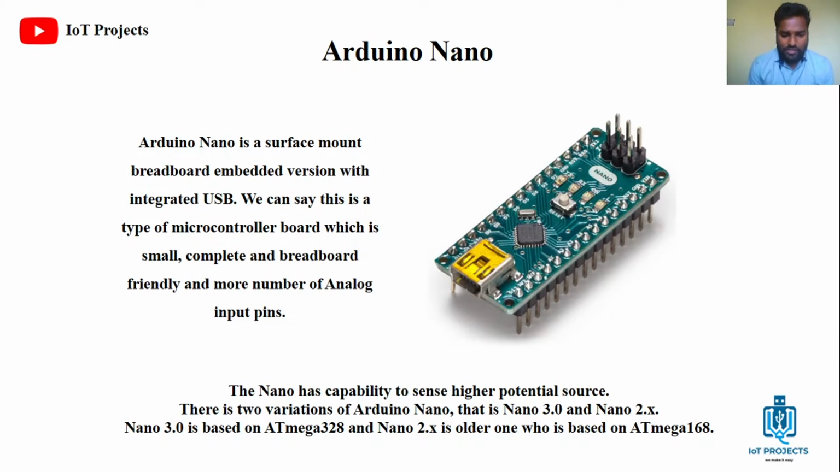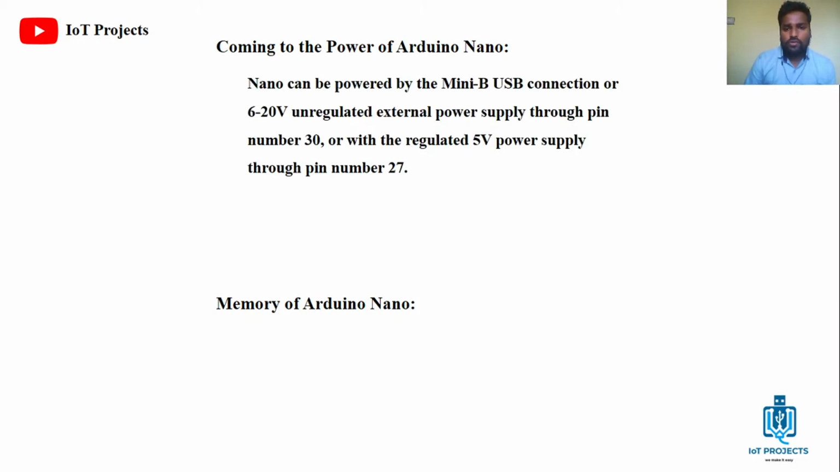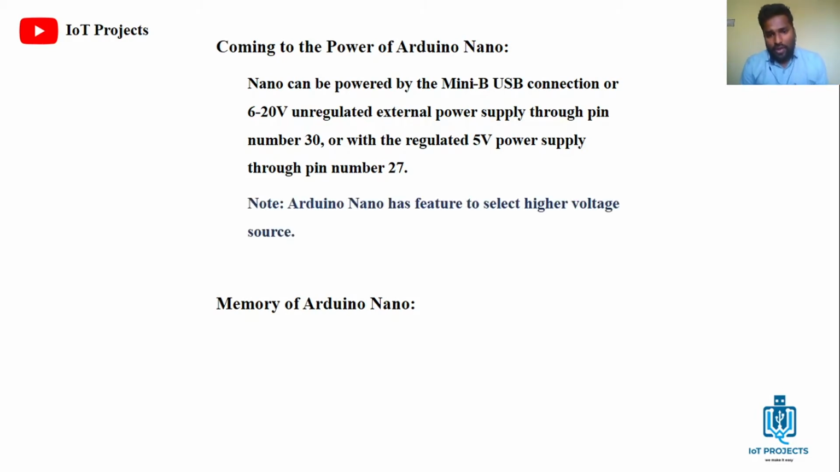It is using a similar microcontroller as the Arduino Uno. Coming to the power options of the Arduino Nano, here also there is a mini B USB connection and a 6 to 20 volt unregulated external power supply through pin number 30, as we have already told you, and a regulated 5 volt power supply through pin number 27. Note, Arduino Nano has a feature for selecting a higher voltage that I have already told you. Arduino Nano has the capability to sense the higher voltage potential and use that particular source.